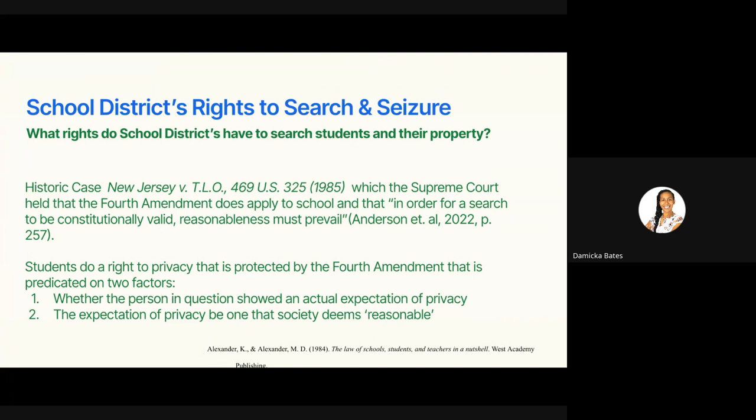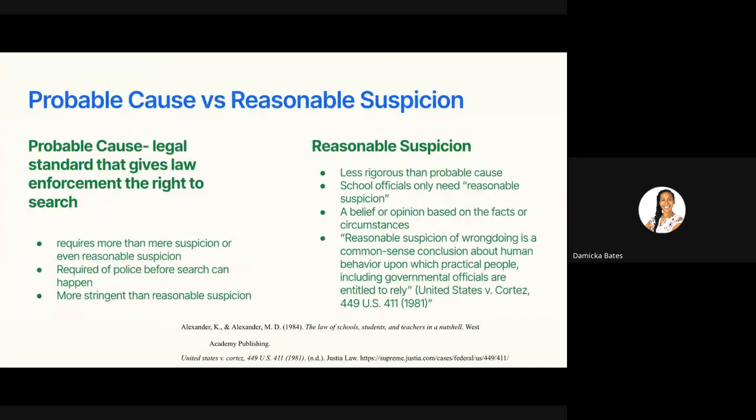Students do have a right to privacy that's protected by the Fourth Amendment, and it's predicated on two factors. One, whether the person in question showed an actual expectation of privacy, and two, whether the expectation of privacy is one that society deems reasonable. When we look at the evidence of the search, there are some legal things that you have to use as criteria for a search. And those two things are probable cause versus reasonable suspicion.